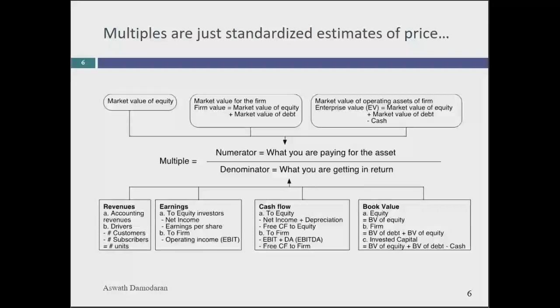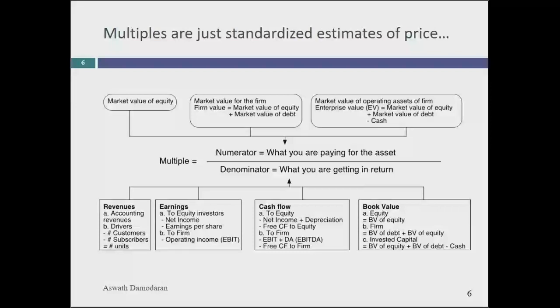You can see the absurdity of it. The price is an arbitrary number. I do a 2-for-1 stock split, I can halve the price. So we standardize prices. A multiple is just a standardized price. So let's break down a multiple. In the numerator, you will always have some measure of market value. It can be market capitalization, price per share times the number of shares. It's the market value of equity.